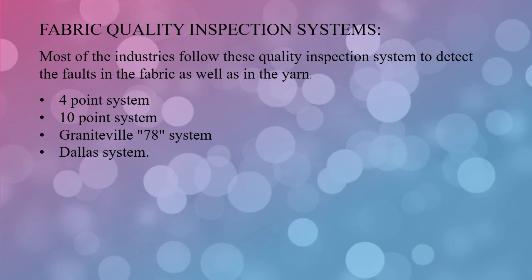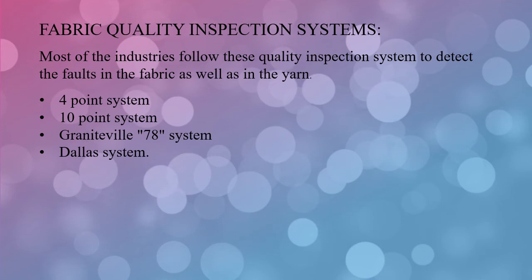Fabric quality inspection systems. Here are the most common types of fabric quality inspection systems used in the textile sector. First, the 4-point system. A 4-point system assigns 1, 2, 3 and 4 penalty points according to the size and significance of the defect. No more than 4 penalty points can be assigned for any single defect. In this system, one should inspect at least 10% of the total rolls in the shipment and make sure to select at least one roll of each colorway.